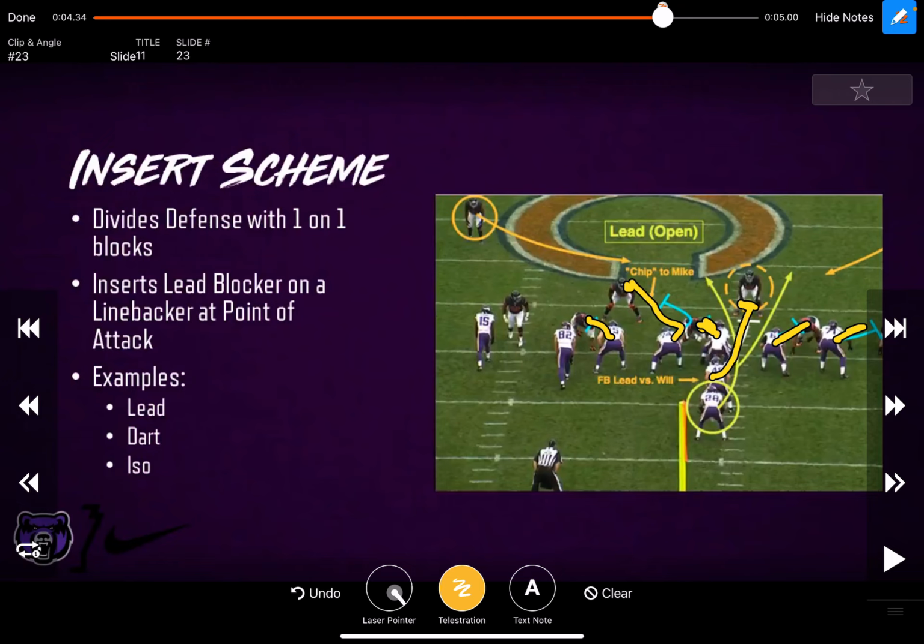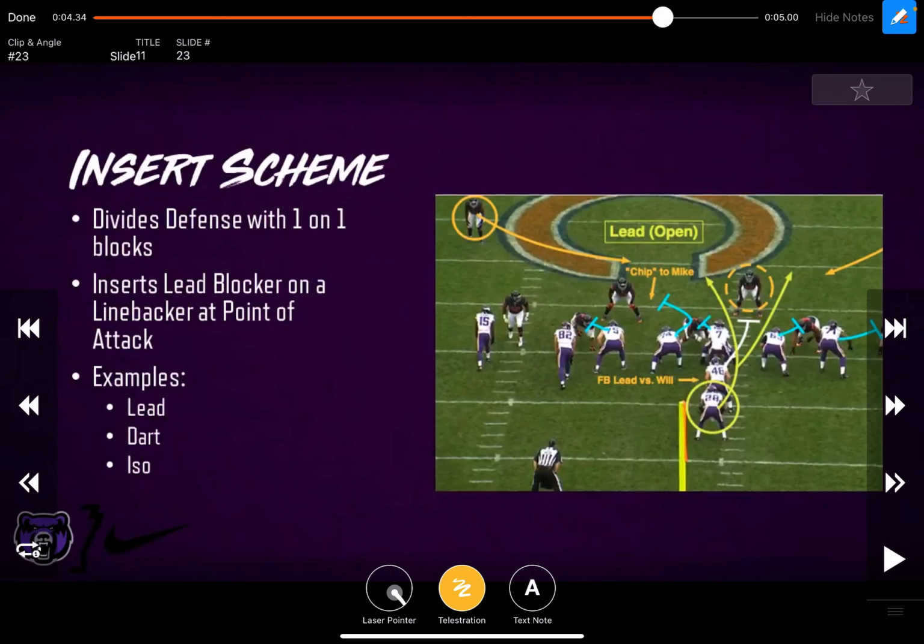To put him in conflict. That linebacker right there, putting him in conflict where we've blocked out, we've created an extra gap with this guy inserting, an extra gap that he can't fill. You understand? Now there's a gap on either side of him, and there's only one defender to fill it. That's the whole idea behind insert scheme.